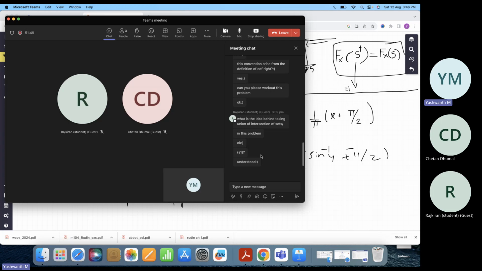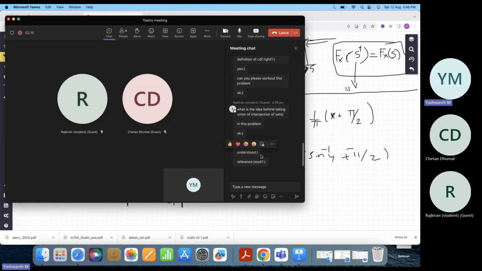So that's all I have for today. For reference books, you can see Sheldon Ross, Probability Models, and Papoulis also. Let me write it down.